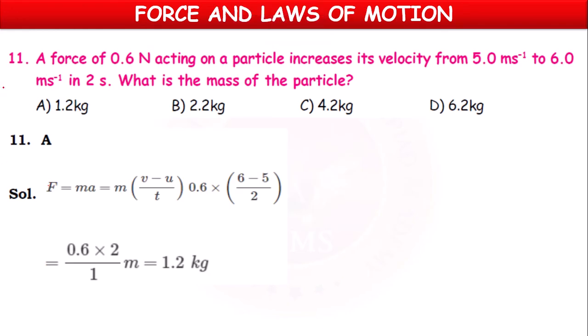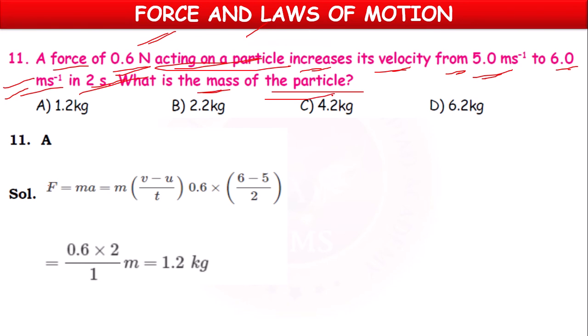Next, 11th question. A force of 0.6 newtons acting on a particle increases its velocity from 5 meter per second to 6 meter per second in 2 seconds. What is the mass of the particle? A force of 0.6 newtons acts on a particle, it increases its velocity from 5 meter per second to 6 meter per second in 2 seconds time. What is the mass of the particle?